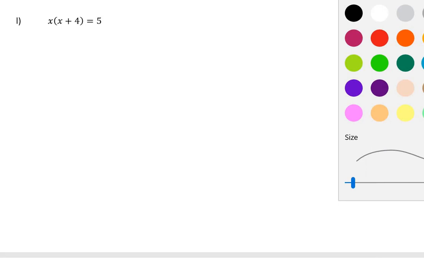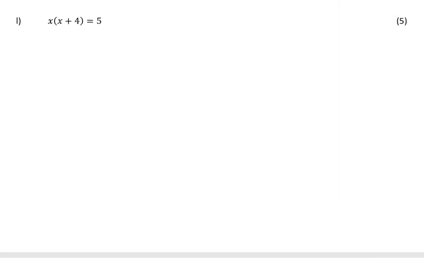Okay, last one, question L. I have a look at this. Is this linear or quadratic? I don't know right now because I see an x, but I also see a bracket, so I could multiply out. So now my question is, should I multiply out?